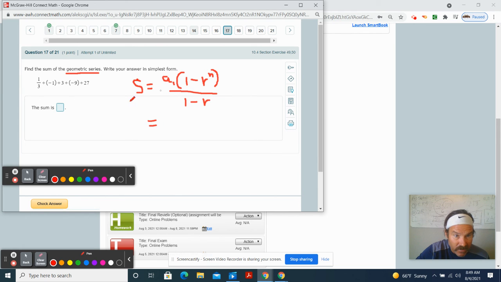So a sub 1 right here is 1/3. 1 minus r to the n. Well, what's r? What's this being multiplied by? Let's just look at this. How do you go from 3 to -9? I would say you're multiplying by a -3. So this r is a -3. I'm going to put it like this. And n, there are 1, 2, 3, 4, 5 terms.